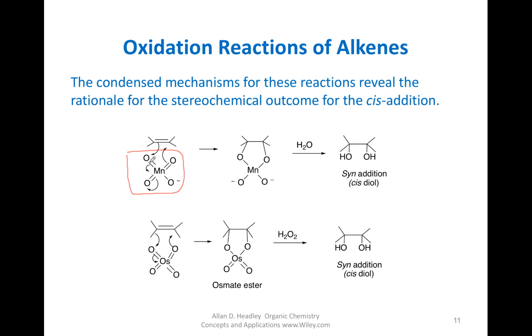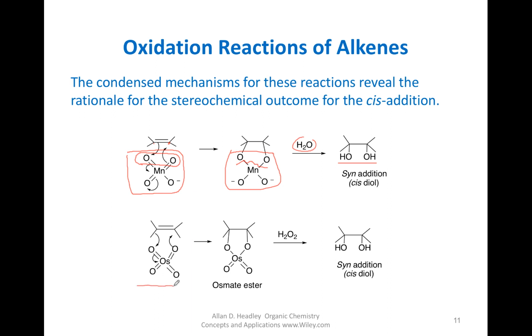You will notice here that the reaction involves these two oxygens from the permanganate attacking the carbons of the alkene, and they are now situated on the same side of the carbon-carbon bond. Hydrolysis will break, of course, these bonds right here to give the syn or the cis-diol, the OHs on the same side.